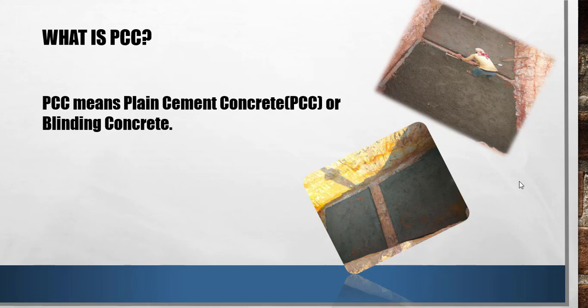From the name, you can figure out what it means: plain cement concrete. The opposite of PCC is RCC, in which steel is used to reinforce the concrete. In PCC we don't use any steel. That's why it is known as plain cement concrete.